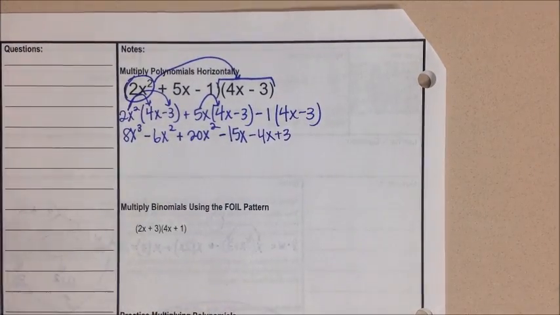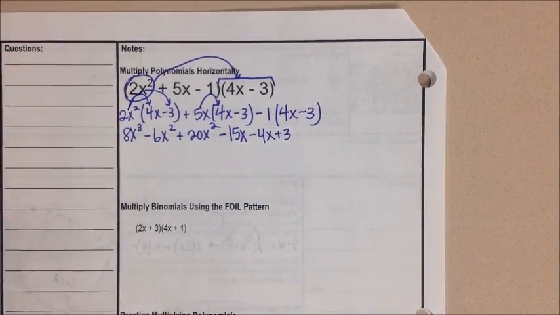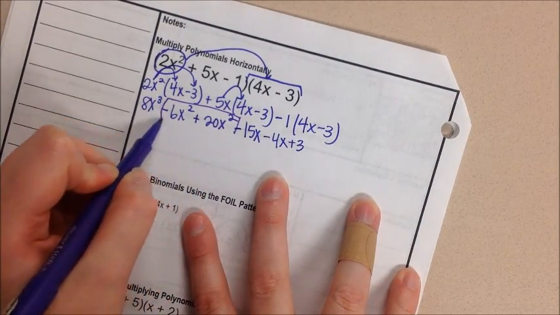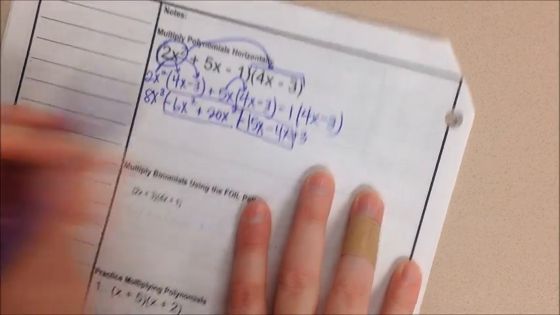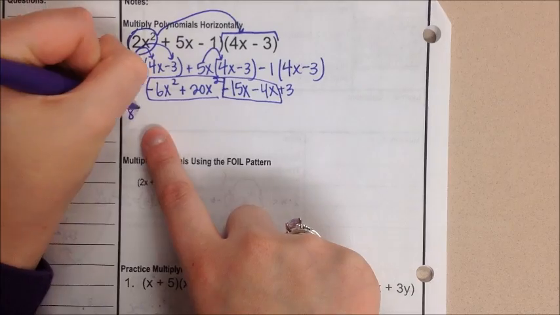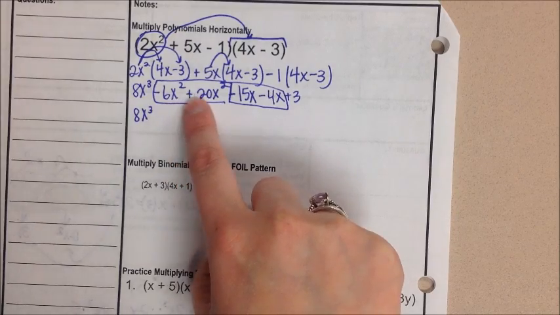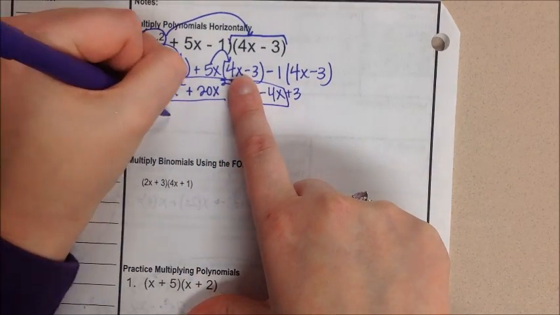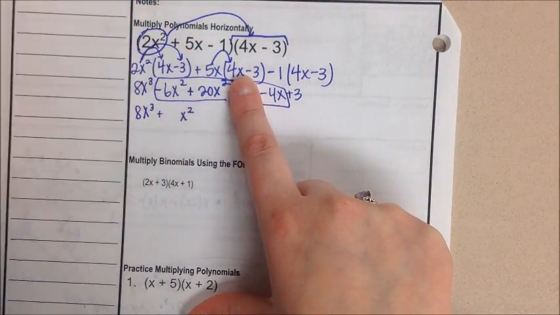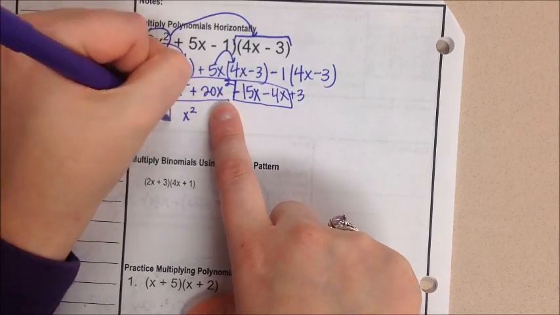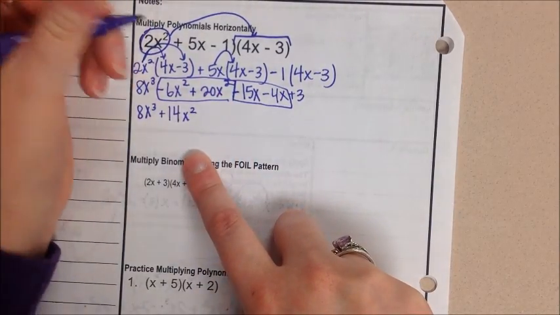Now, I'm not done. Okay, I have some like terms that I need to combine. So I have these here that I need to combine and these here that I need to combine. Okay, so the 8x cubed stays where it's at because there's no like terms to combine with it. Then I have negative 6x squared plus 20x squared. Well, I know it's going to be something x squared. Okay, negative 6 plus 20 is 14x squared.